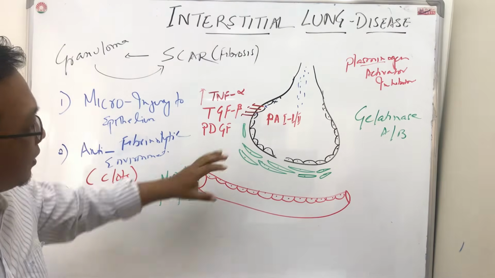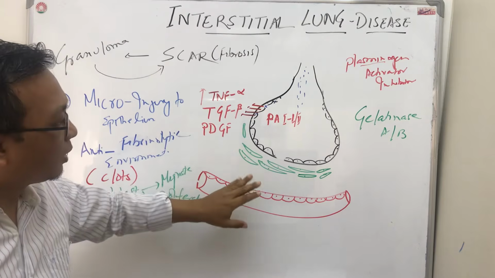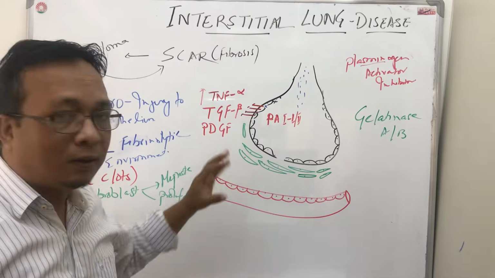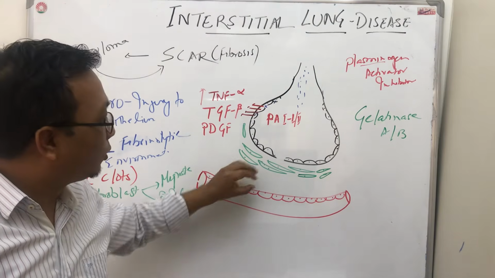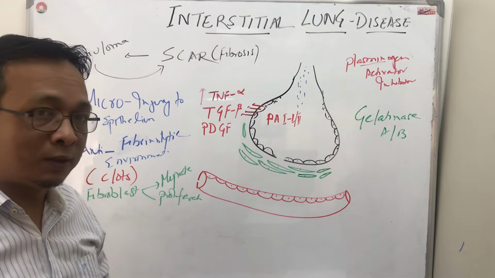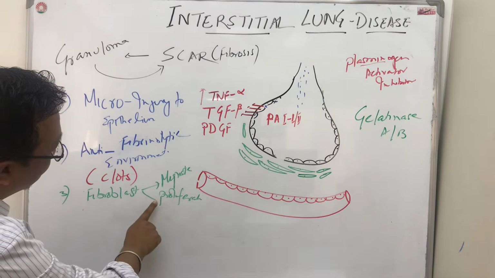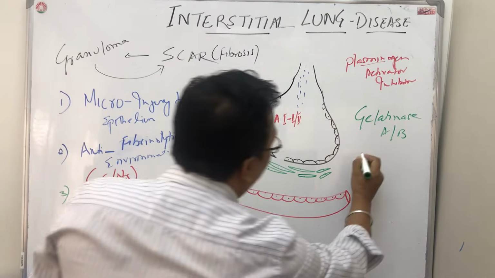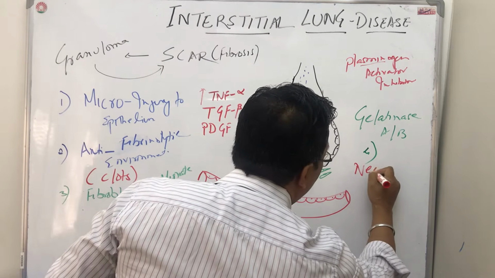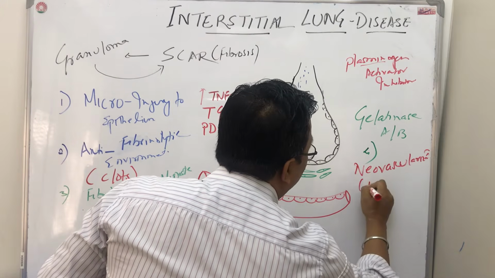Now what happens next? Once this fibroblast has migrated here, we need one more thing here. We need some supply of basic nutrition so that this can grow. For that we need vascularization, neovascularization, some new blood vessels to settle here. So the next thing, number 4, once the fibroblasts start migrating and proliferating, is neovascularization, or you can say angiogenesis.